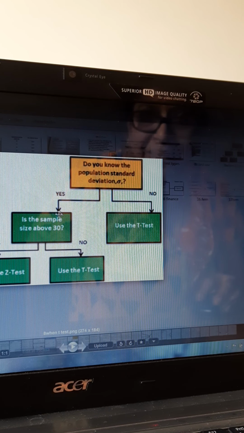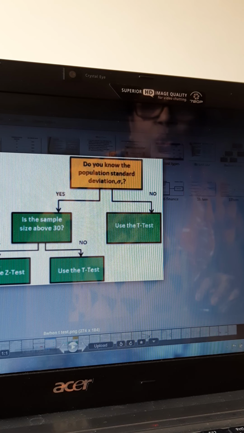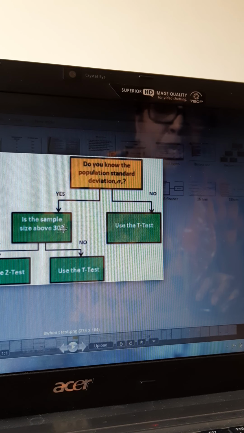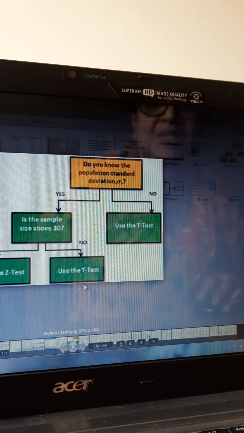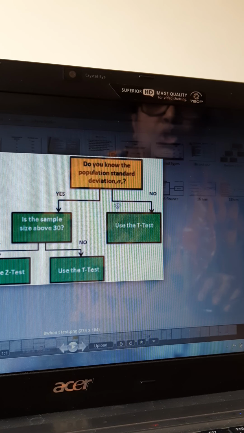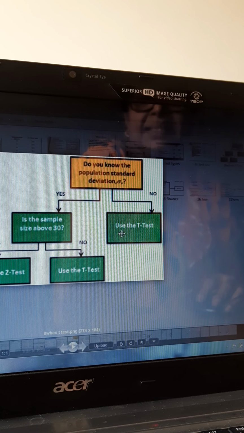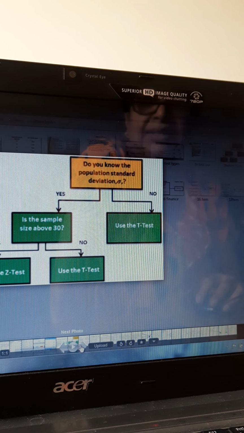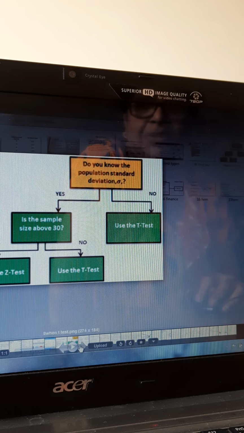So is the sample size above 30? If the sample size is above 30, you do a z-test. If it is below 30, then you do a t-test. So when you don't know the population standard deviation, you use a t-test. This is one of the conditions of the t-test: you don't know the standard deviation of the population.